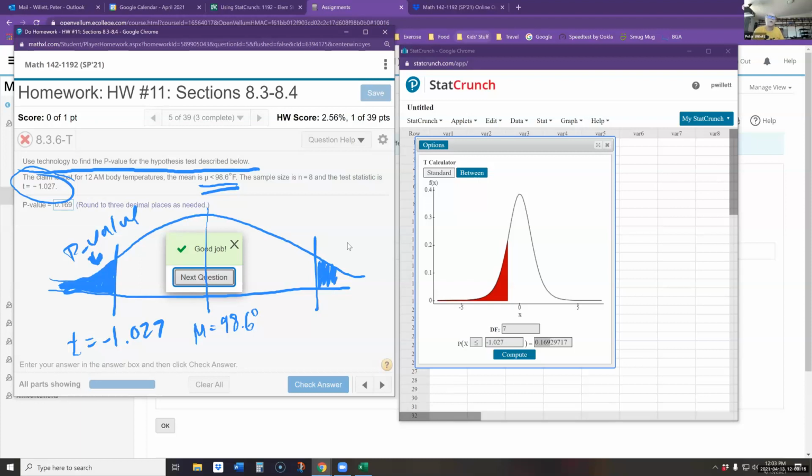Okay, so the hard part of this problem is, by reading the problem, to know to go use this tool to get the answer.